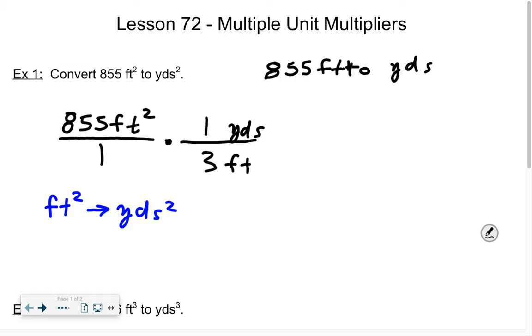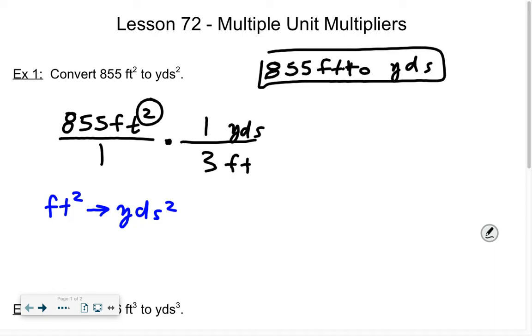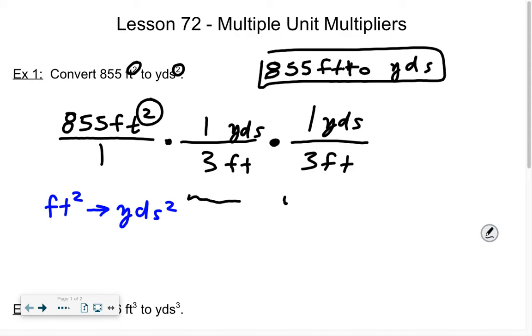And again, if we go back to this original problem, this is all we would do. But notice we have this exponent of 2 right here, which indicates that there are 2 of those feet units. So not only do we have to do it once, but here's the multiple part of the lesson. We have to do it twice. And that's going to be the key for today's lesson. When you see that exponent of 2, that means not only do you have to do it once, but you have to do it twice. Your feet label now, 1 and 2, cancel out with those 2 feet up there. And we wanted yards squared, so there's the first yards and there's the second yards.